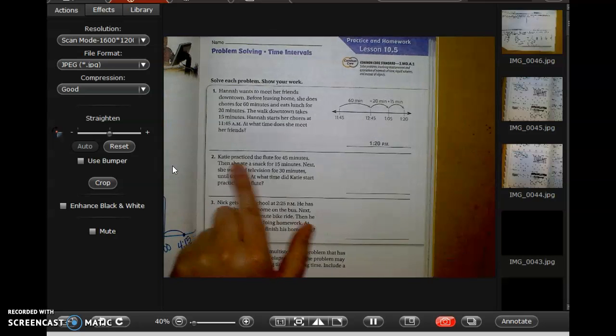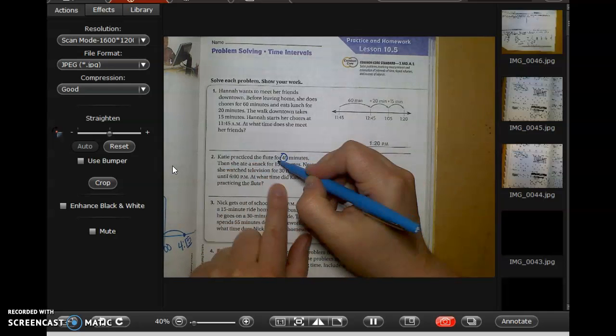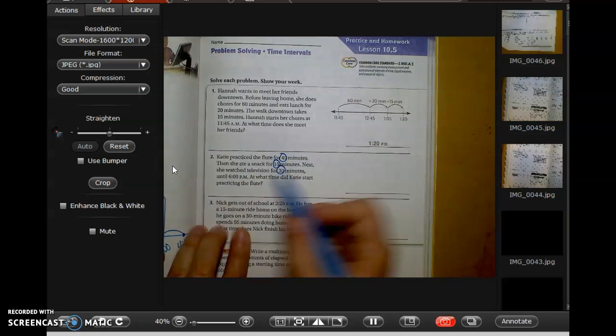Practice and homework. Number 2, Katie practiced the flute for 45 minutes. Then she ate a snack for 15. Next, she watched the television for 30 minutes until 6 p.m. At what time did Katie start practicing? You're going to start with your 6 p.m. here, work your way back.